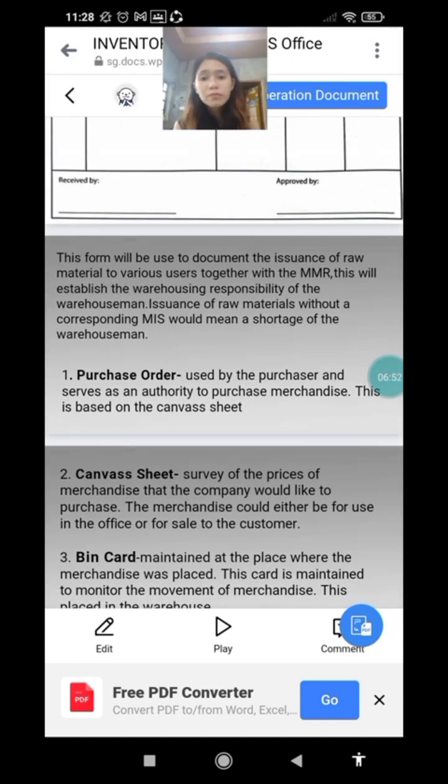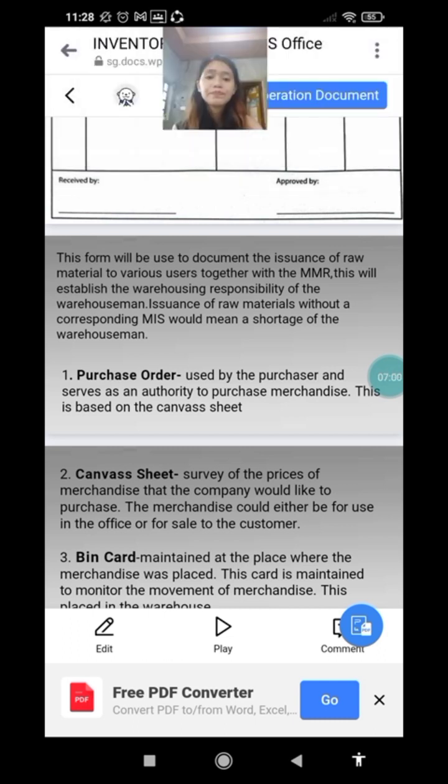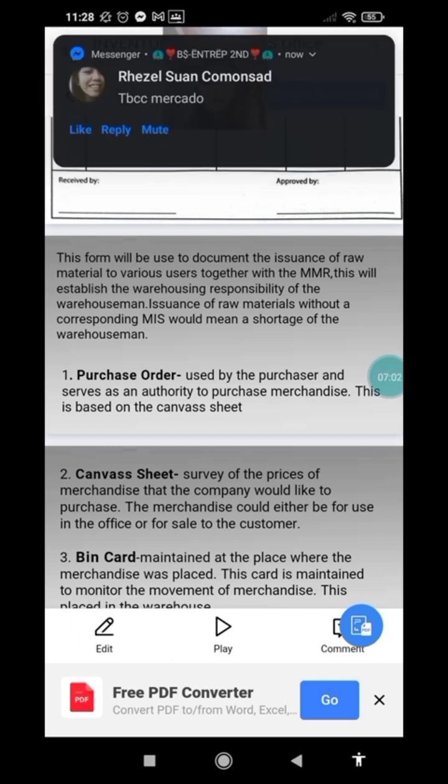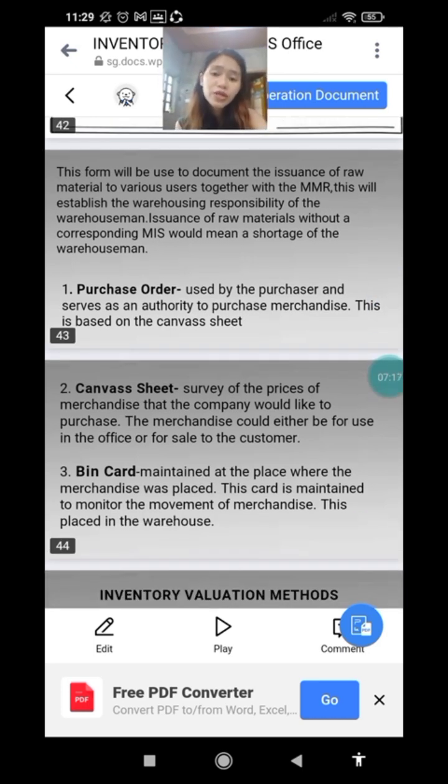This form will be used to document the issuance of raw material to various users together with the MRR. This will establish the warehousing responsibility of the warehouseman. Issuance of raw materials without a corresponding MIS would mean a shortage of the warehouseman. 1. Purchase order. It is used by the purchaser and serves as an authority to purchase merchandise. This is based on the canvas sheet.